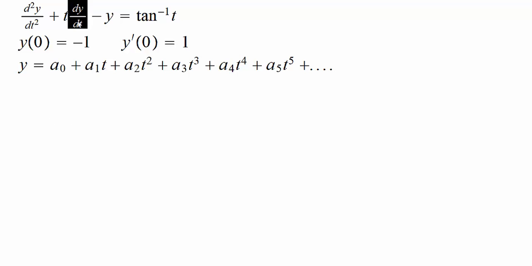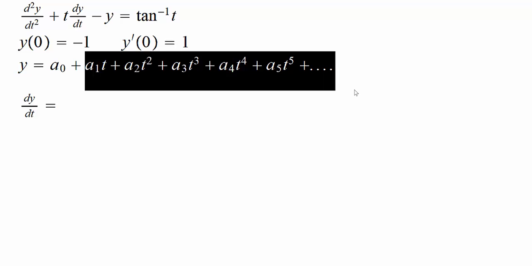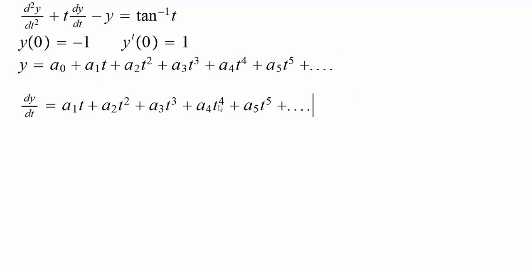So first let's figure out our first derivative. It's just differentiating a polynomial. So you have the a0 going away, all right, and here we have the first derivative.